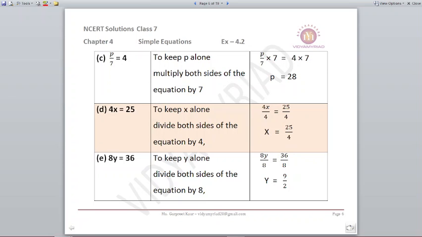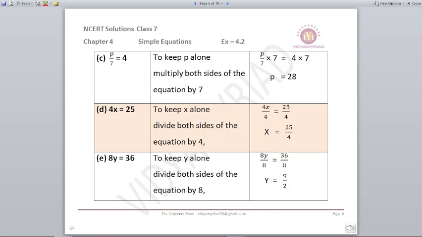Next, 4x is equal to 25. Now 4 is multiplied with x. To remove 4, I need to divide it. So I will divide by 4 on both the sides. 4x upon 4 is equal to 25 upon 4. x comes out to be 25 upon 4. It cannot be reduced to its lowest term here.